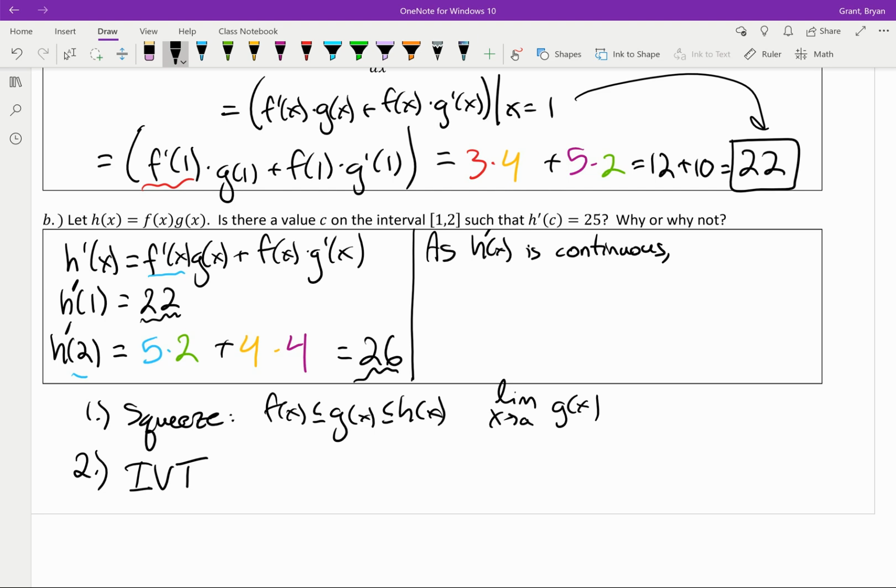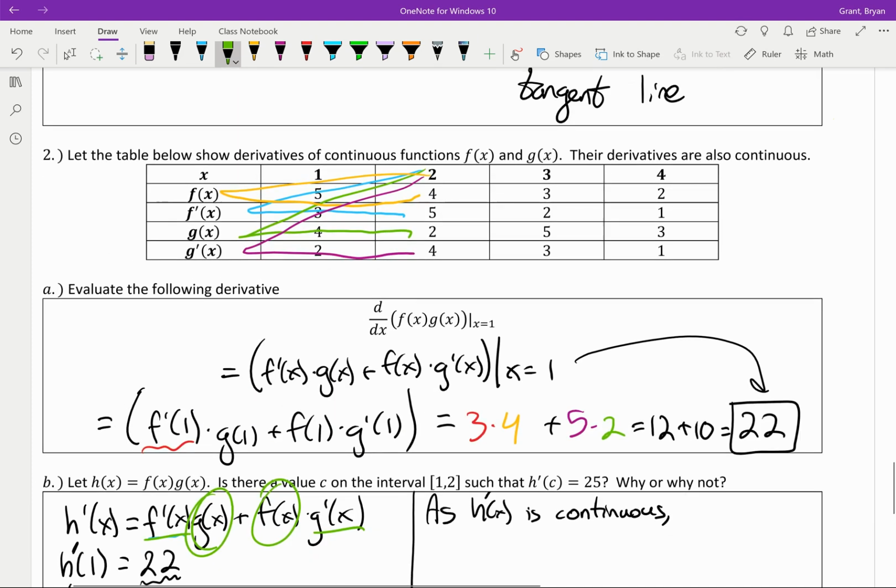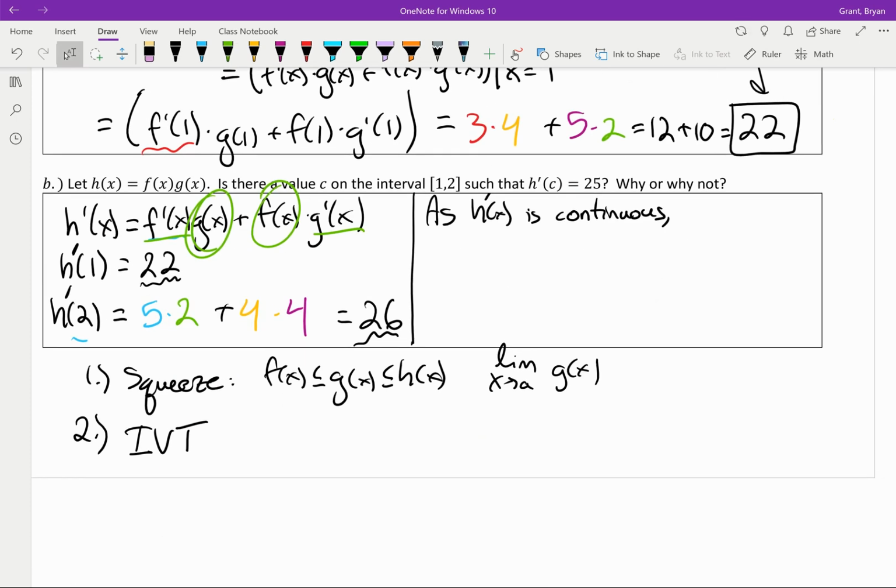But wait, we only knew these functions are continuous, so h prime is kind of made up of those functions. But what about g prime and f prime? Are those continuous as well? Their derivatives are also continuous. Sneaky, sneaky, we did need that. So now h prime is only made up of adding and multiplying continuous functions, which means h prime is continuous. Again, don't have to prove that, but it's always good to prove to yourself, because sometimes they throw you off and it's not continuous, and then you can't prove it.